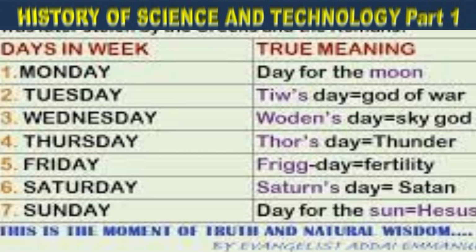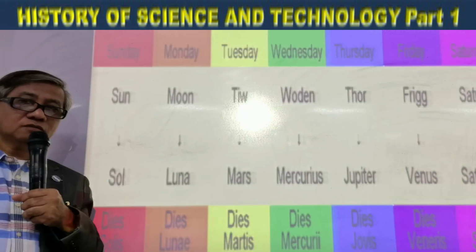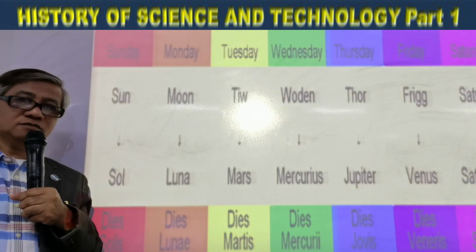Wednesday is dedicated to their god Woden. So we have Wednesday. Alright, Woden is the messenger of the gods, in Roman mythology, that's Mercury. Alright, kaya nga Wednesday is Miyerkules, Mercury. Alright, Thursday is dedicated to the god Thor, the supreme god. In Roman mythology, that's Jupiter. Kaya nga Jueves.